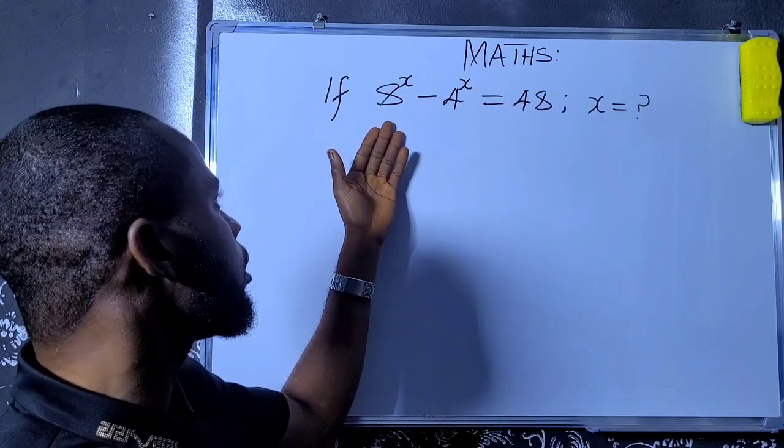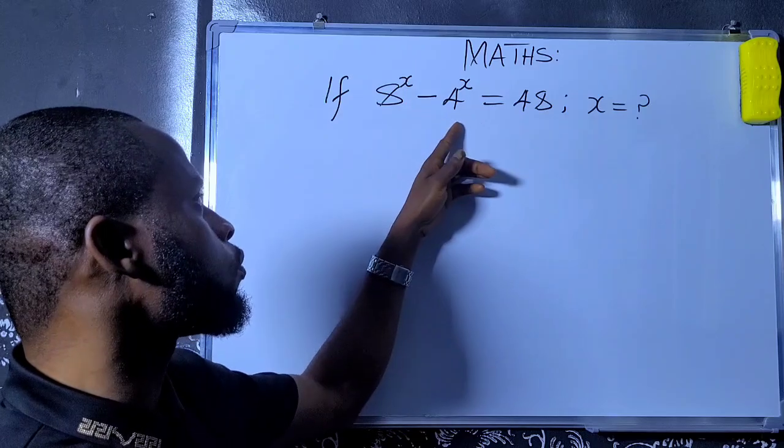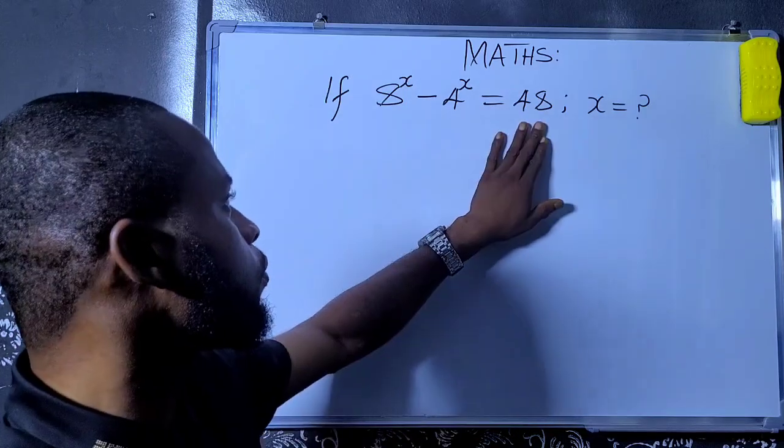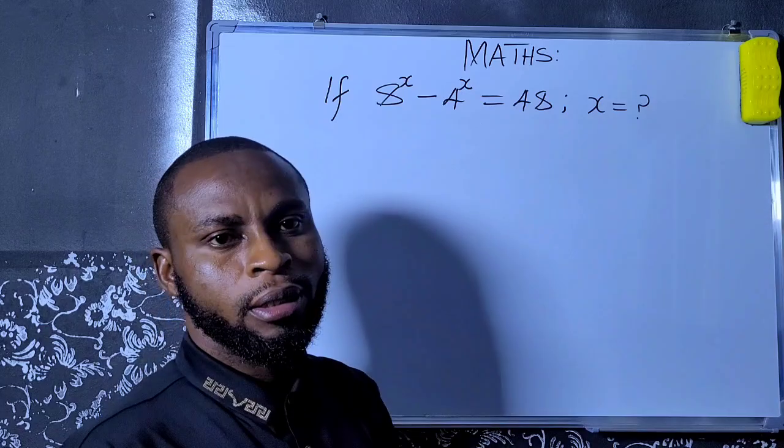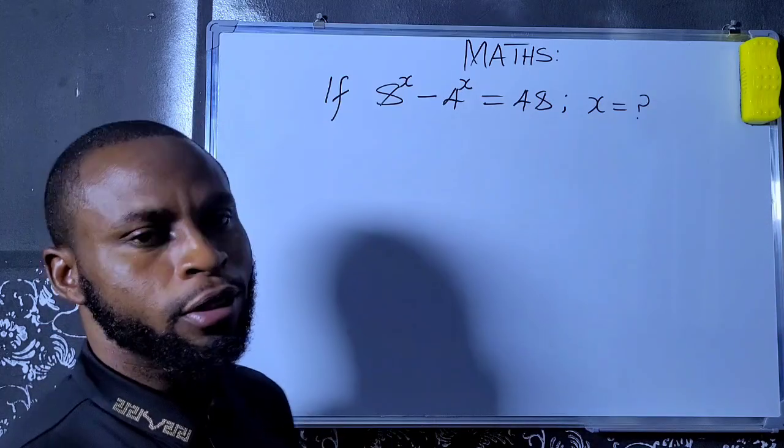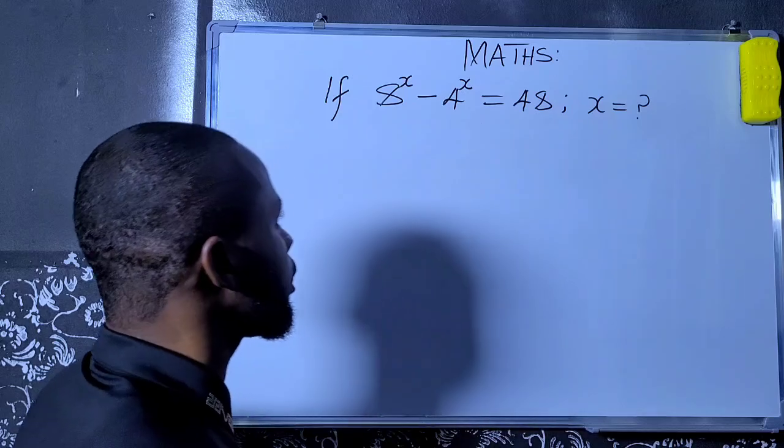Let me teach you how to solve this type of exponential equation here on the board. We have 8 to the power of x minus 4 to the power of x equals 48. We have to find the value of x that will satisfy this equation. Let's put down here the solution.